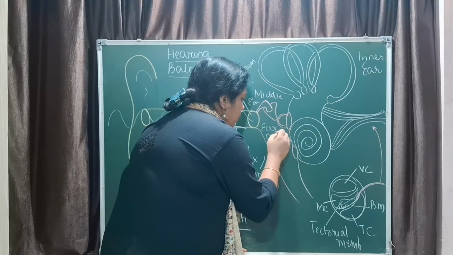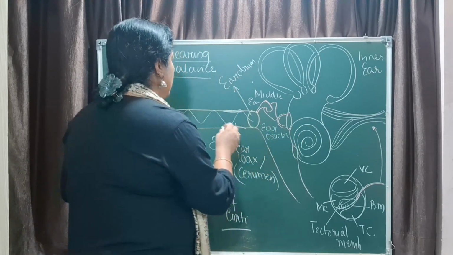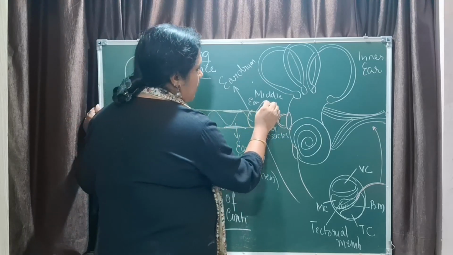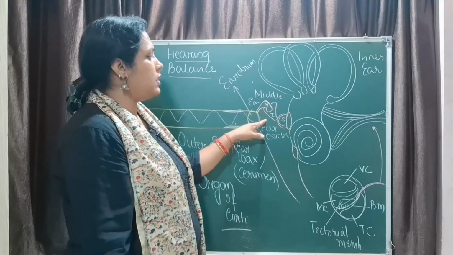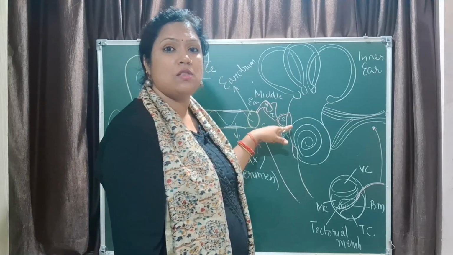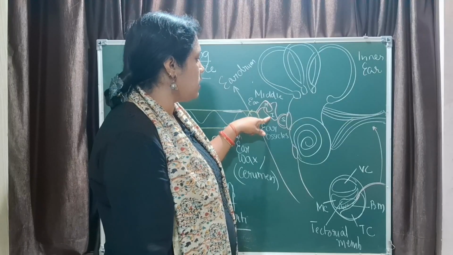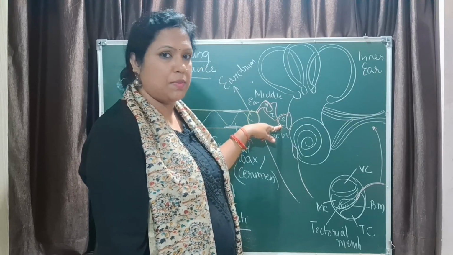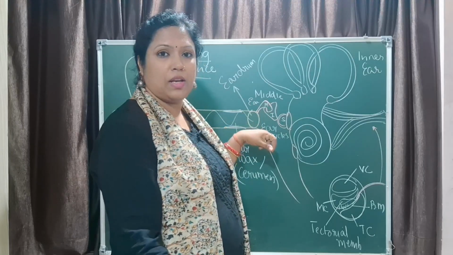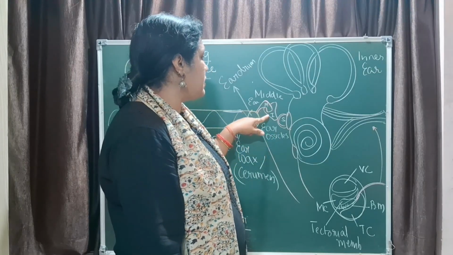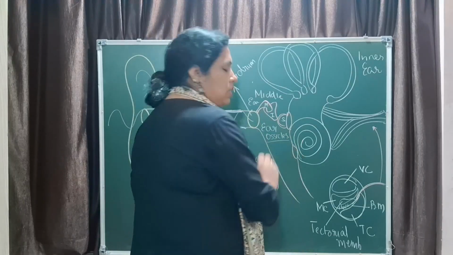The collective term of these three bones is ear ossicles. The names are malleus, incus, and stapes. Stapes is the smallest bone present in the human body. So malleus transfers the vibration to incus, incus to the stirrup or the stapes. The common names are hammer, anvil, and stirrup. The scientific names to be written in the exam are malleus, incus, and stapes. Together they are called ear ossicles.